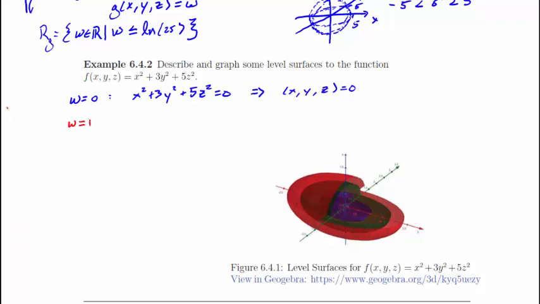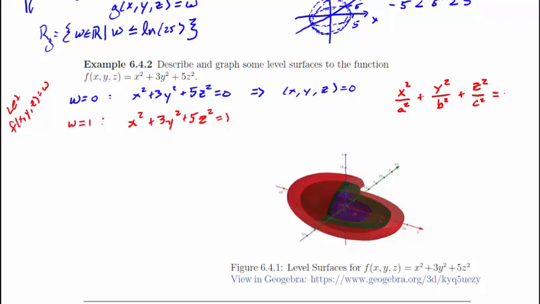Let's note here I'm letting f of x, y, z equal w. So w equals 1, that gives us x squared plus 3y squared plus 5z squared equals 1. I'm going to reorganize this. Let's remember that the equation of an ellipsoid is x squared over a squared plus y squared over b squared plus z squared over c squared equals 1, where a, b, and c are the stretches in the x, y, and z directions.